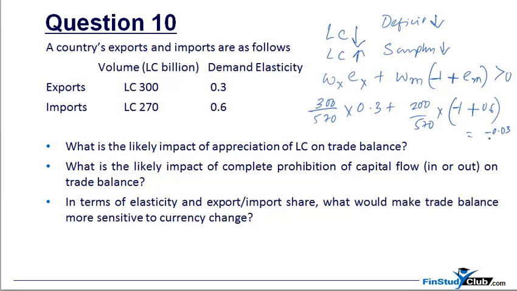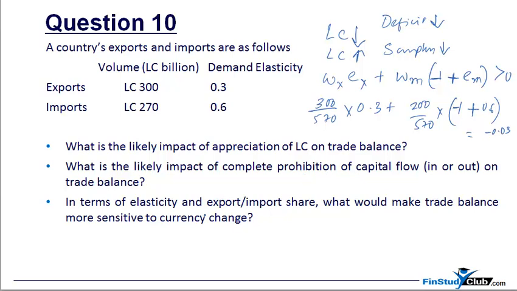Alright, so this is not meeting the Marshall-Lerner condition. So one would say that the intended correction in surplus on account of the local currency appreciation will not play out, simply because the Marshall-Lerner condition is not getting met. So what is the likely impact of the appreciation of LC on trade balance? In case the Marshall-Lerner condition would have been met, the appreciation of the local currency should have resulted in a decline in trade surplus, but that would not happen simply because the condition is not getting met. What's the likely impact of the complete prohibition? I think we've already touched upon that.